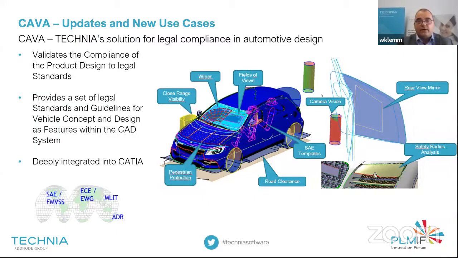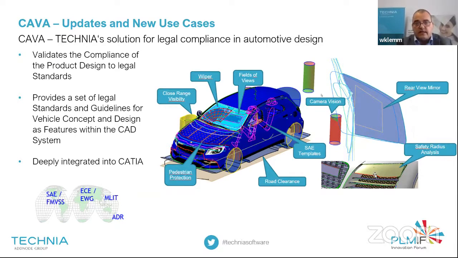Okay, I'll start with an overview slide on CAVA, since maybe not all participants know about CAVA in detail. So what is CAVA? CAVA is a technical solution for legal compliance in automotive design. To summarize, it helps you to validate the compliance of your product design to the legal standards. CAVA does this by providing you with a set of legal standards and guidelines that are relevant for vehicle concept design directly as features within the CAD system.